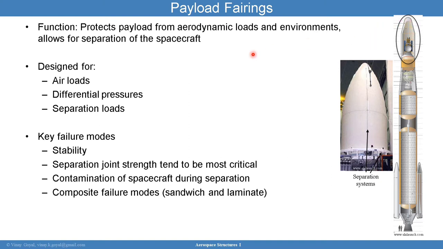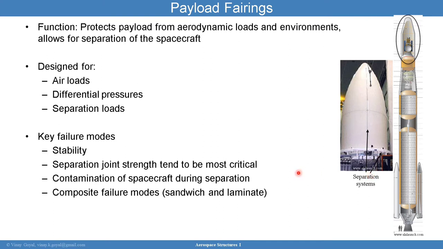The payload fairing is really designed for air loads. It's going to have differential pressures across a composite, and then it's going to have separation loads. So the fairing has to survive a number of loading environments that are not quite simple to address. There are key failure modes that need to be addressed, such as stability. Separation joint strength tends to be one of the most critical ones. So this flange here, in this case, the separation system will cause the two halves to separate. And this came from the ULA website.